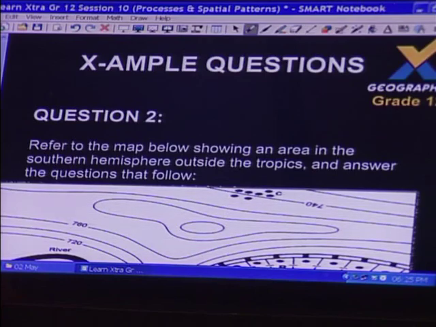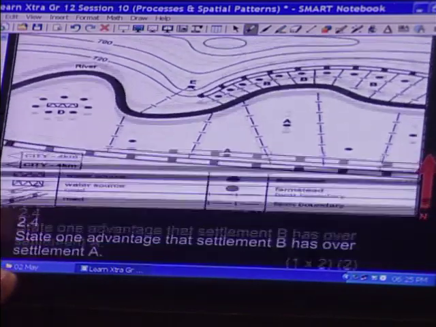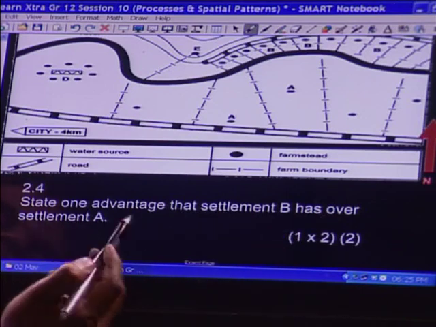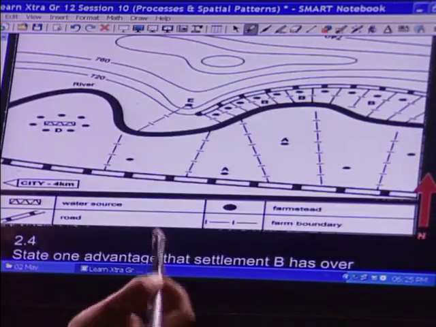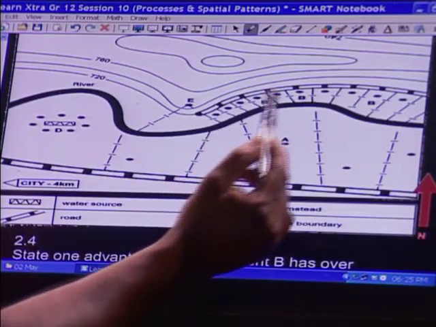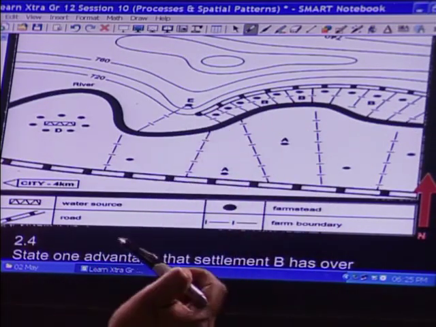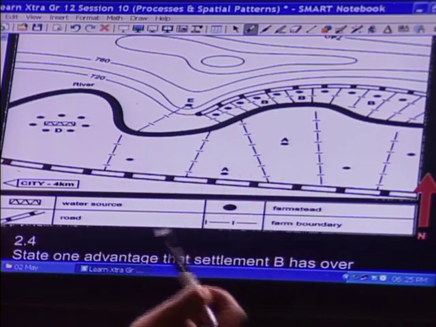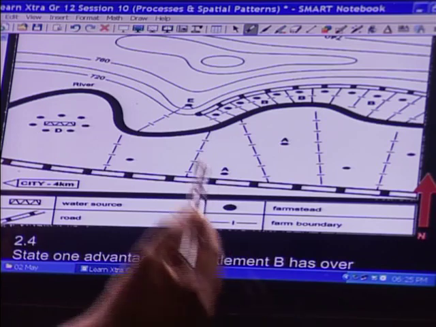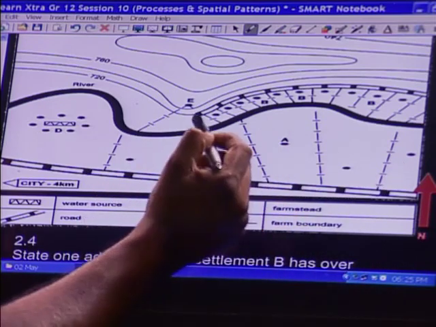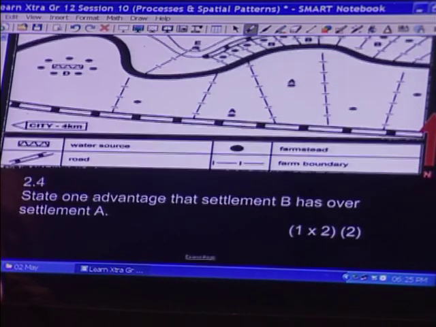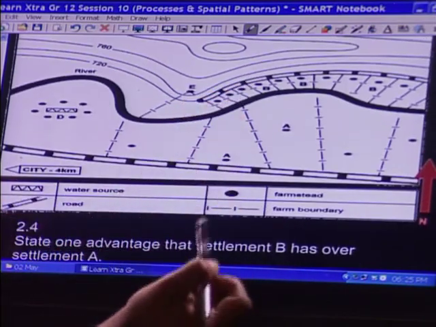Moving on to the next question. The next question: state one advantage that settlement B has over settlement A. We've already referred to settlement B as a nucleated settlement and settlement A as a dispersed settlement. Again, linear dispersed, linear nucleated. What advantages does settlement B have over settlement A?